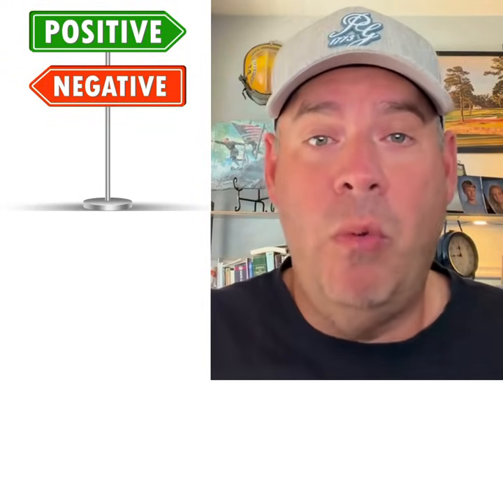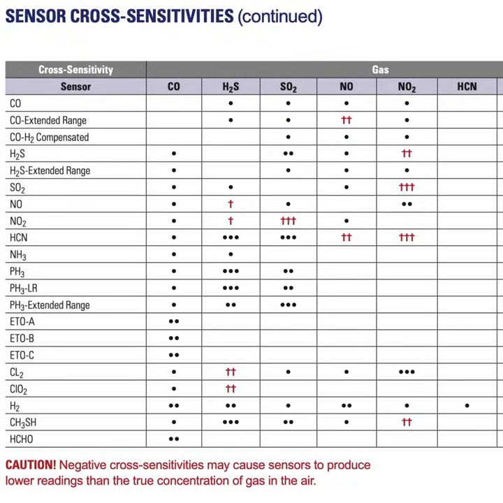One of the negative ones we'll see is chlorine. If you see a negative reaction where your CO sensor goes negative, you might have a chlorine spill. That is also a cross sensitivity.